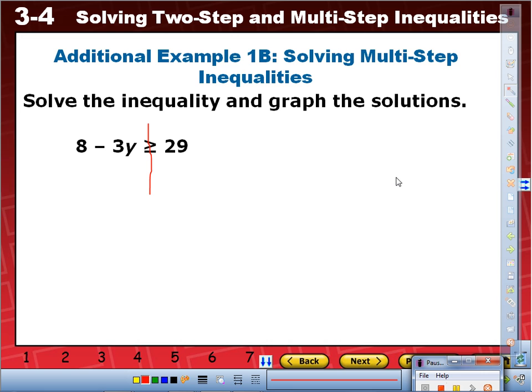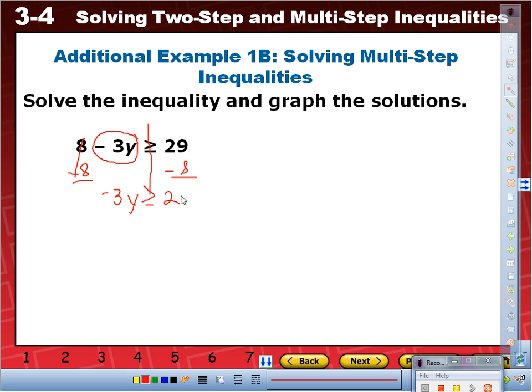All right, here we go. We need to leave the variable by itself. But check this out. What did I say when we have a negative in front of this number? I said circle it together because it belongs together. Is that correct? So we need to get rid of this 8. So what do we do? Minus 8, minus 8. We're left with negative 3y greater than or equal to 21.